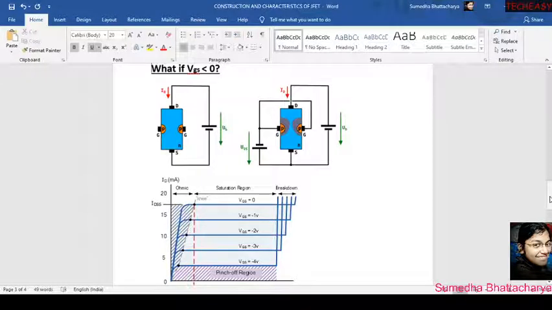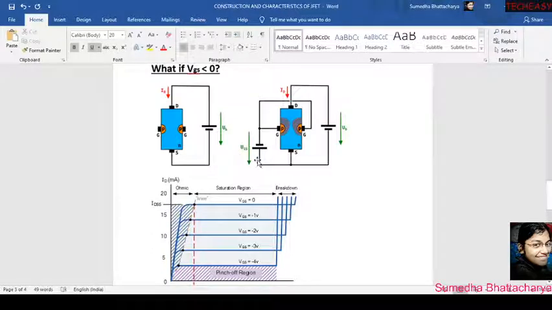So see here. In the previous case, I told VGS equal to 0, so the source was grounded, right? But in this case, VGS is less than 0. That means there is some potential difference. Because VGS is less than 0, we can say that the gate terminal will have the lower potential voltage, and the source will have the higher potential.